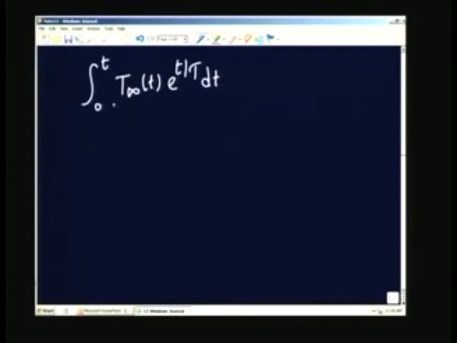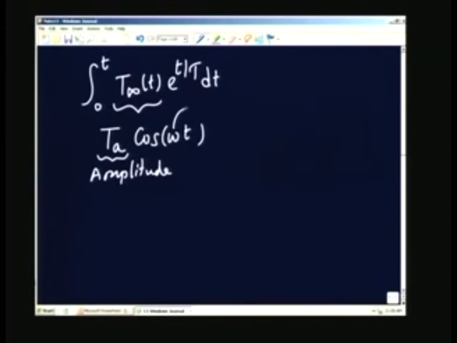And if I assume that t infinity is a pure sinusoidal wave or pure periodic wave with one frequency, I can take, for example, T a cos omega t. I can take either cos omega t or sin omega t, it does not matter. I am just taking T a cos omega t, and T a is a constant. This is called the amplitude, and this is the circular frequency, in actually radians per second.